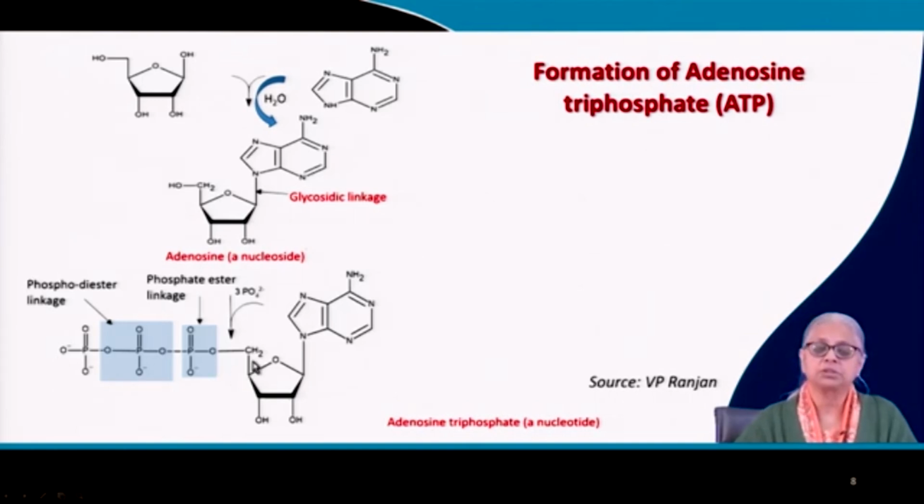Phosphate is attached at the C5 position. So the first phosphate is what gives us adenosine monophosphate. That is a low energy bond. So this particular bond between phosphate and C5 carbon on the ribose is a low energy bond. The remaining 2 phosphates are linked to each other by phosphodiester linkages.